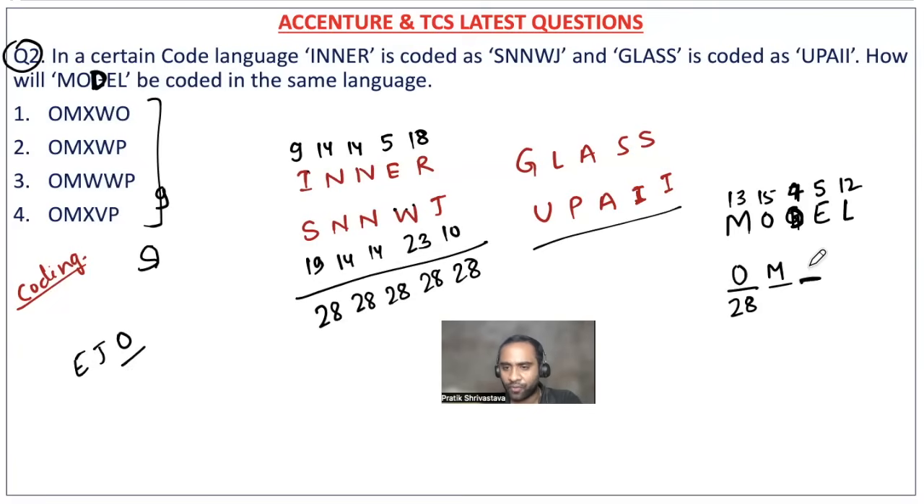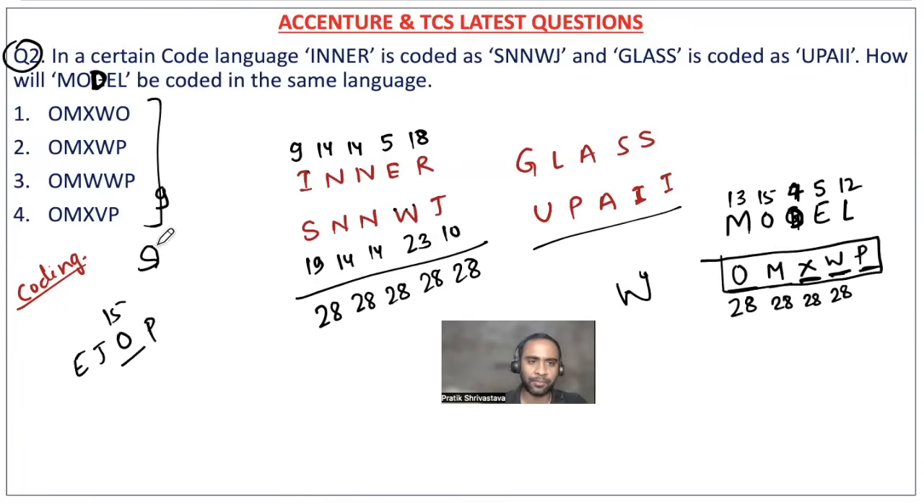Now we need 24. 24 is X. Here it is 5, we need 23 so that we get 28. 23 is W. Then L is 12, we need 16. O is 15, so the next, P, will be 16. So my code should be OMXWP. Option B will become the correct answer. Basically we had to find out the code for model.